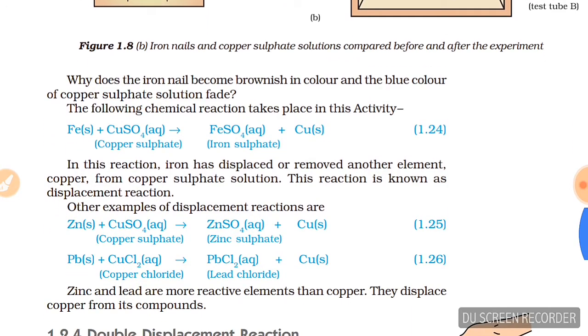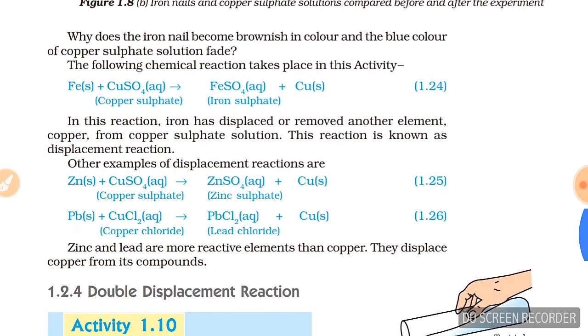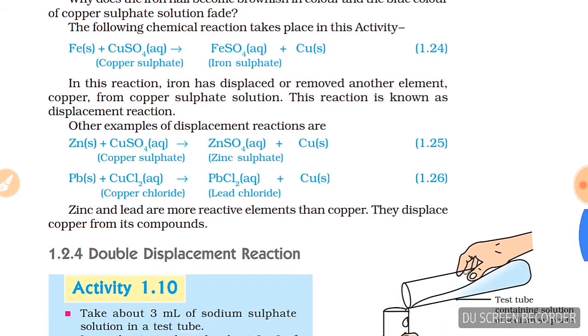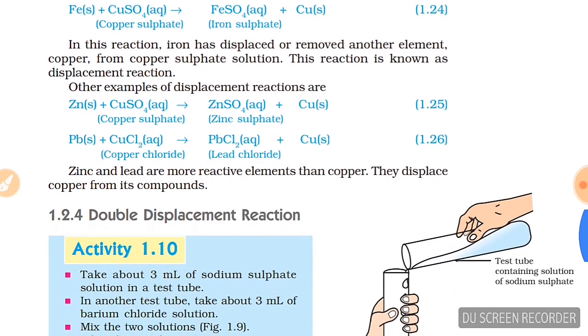Displacement, who has displaced whom? Iron has displaced copper from the copper sulfate solution, and it has formed ferrous sulfate plus copper. So this is what? Displacement reaction. A highly reactive metal is displacing the other metal from its solution. The same examples are shown here.